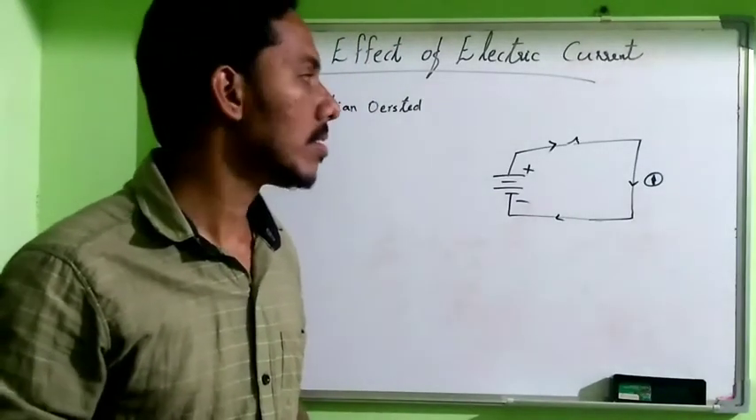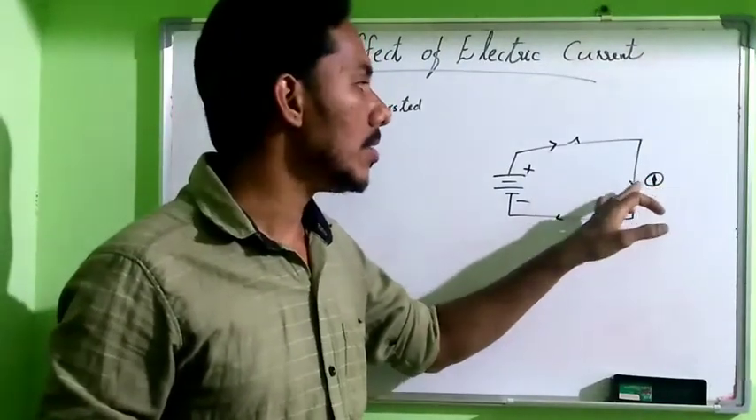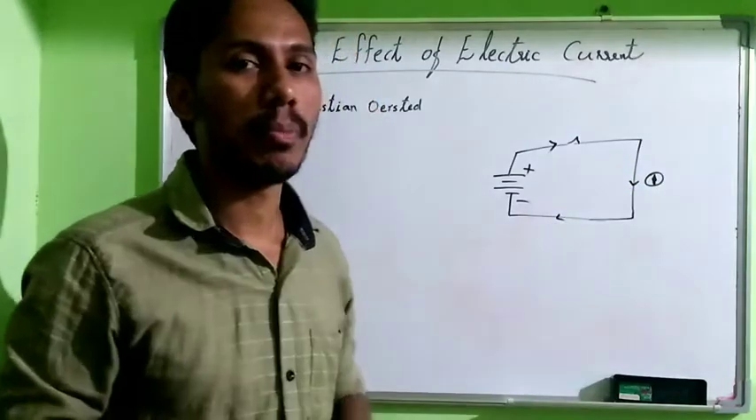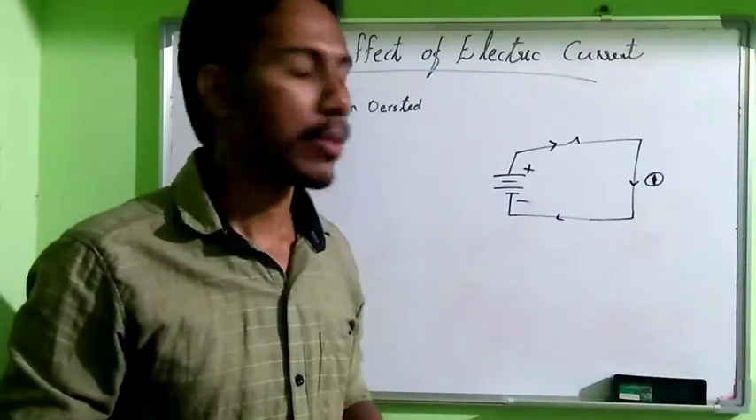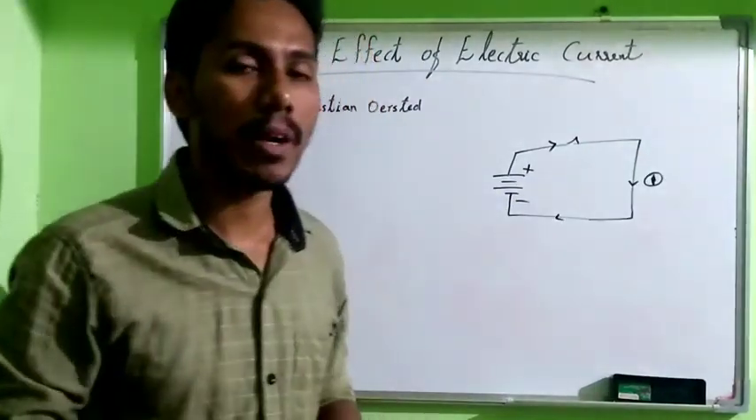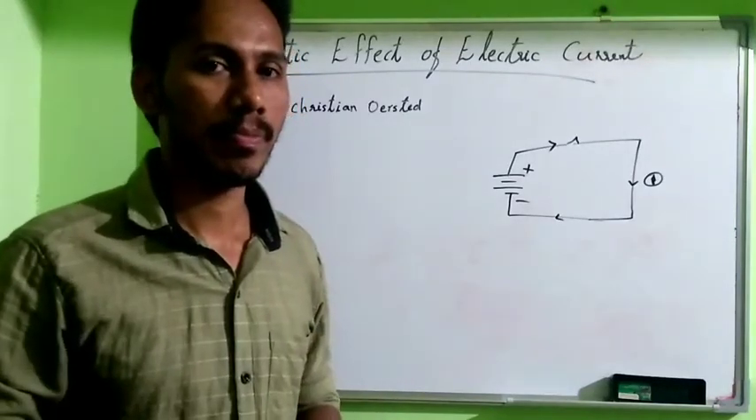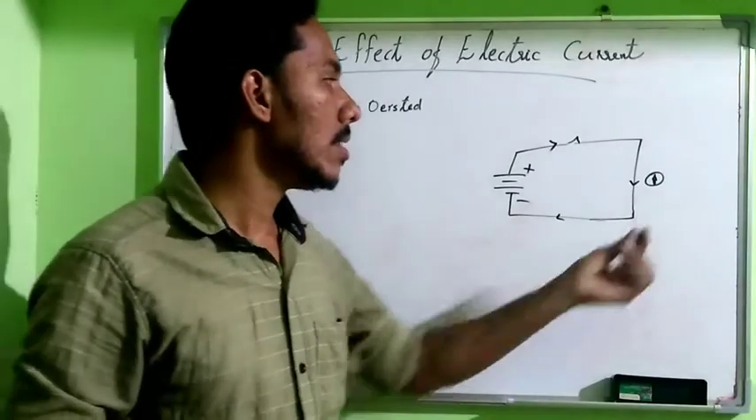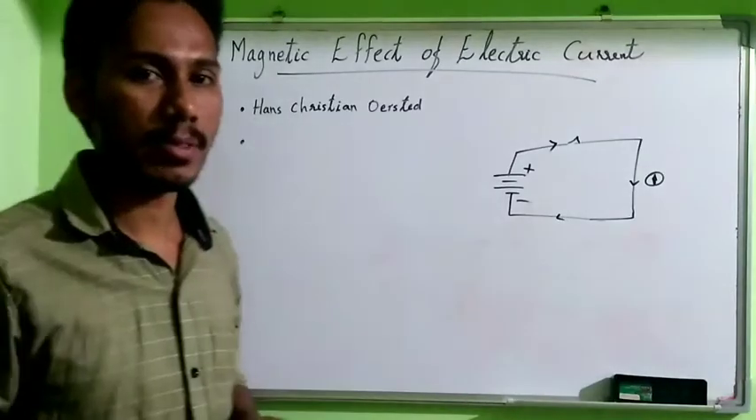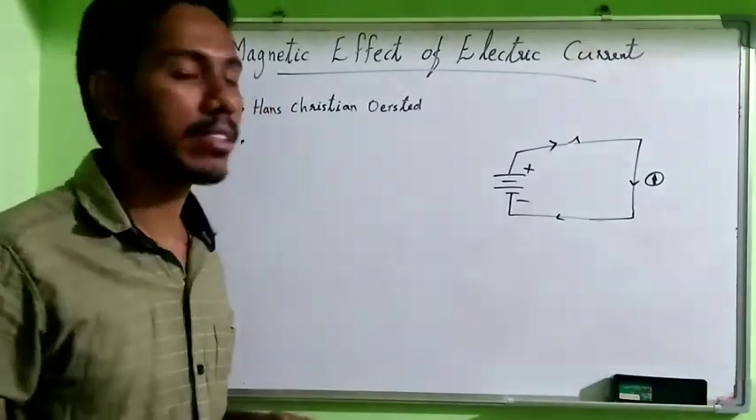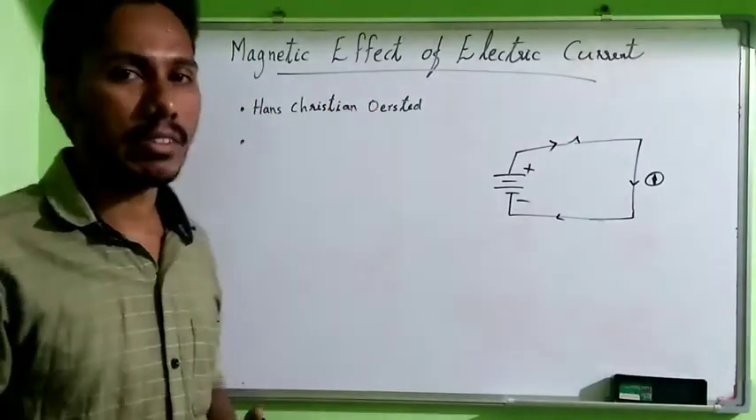What does it indicate? This compass needle deflection is due to the effect of the magnetic field around this wire. So when an electric current passes through a wire, it produces a magnetic field around it. This experiment was conducted accidentally by Christian Oersted. He was the first scientist who established the branch of magnetic effect of electric current.